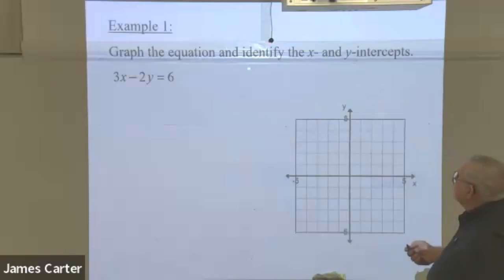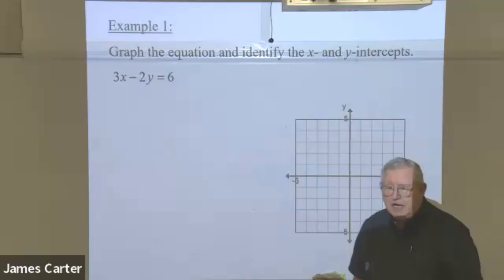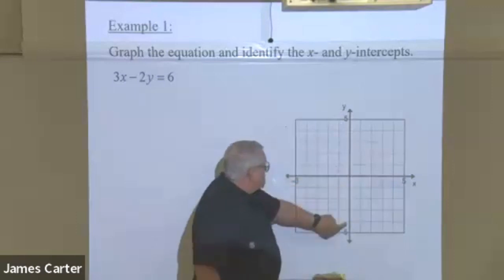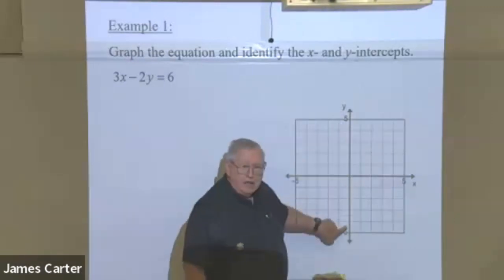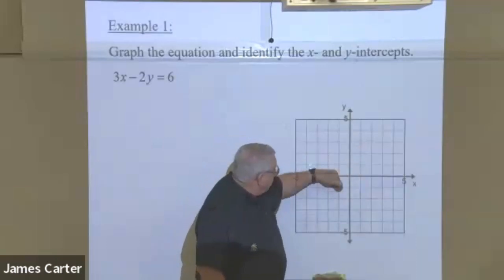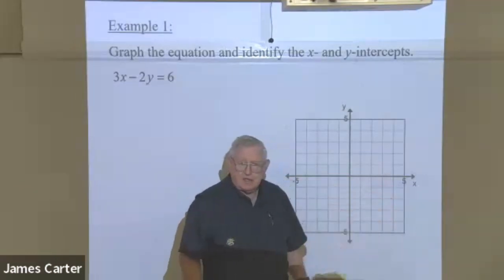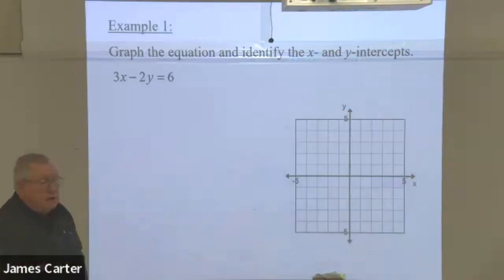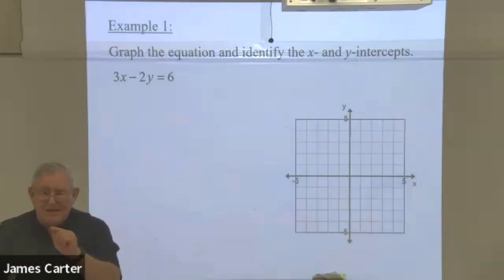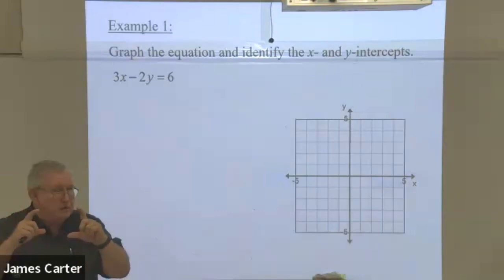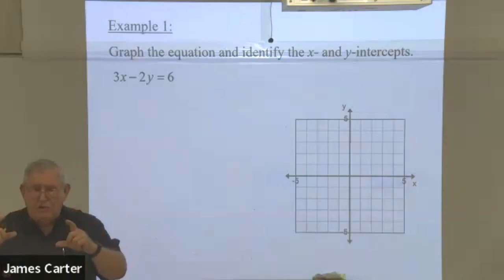In this case, graph the equation and identify the X and Y intercepts. The X and Y intercepts are the locations where it intersects the Y axis, or it intersects the X axis. Now, if they ask you that question, then your answer must be a point, an XY coordinate point. If it's not, it will be a deduction.